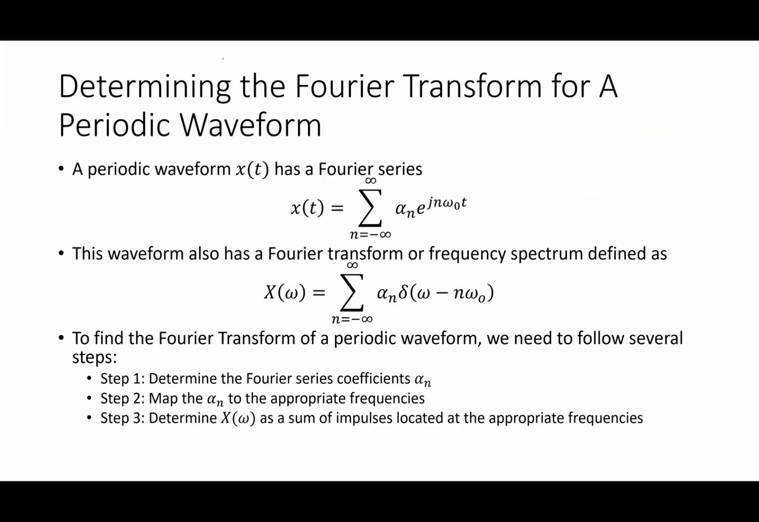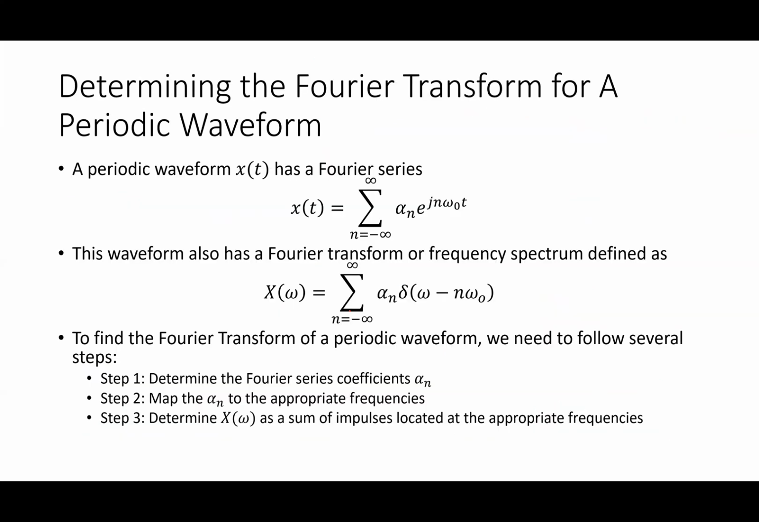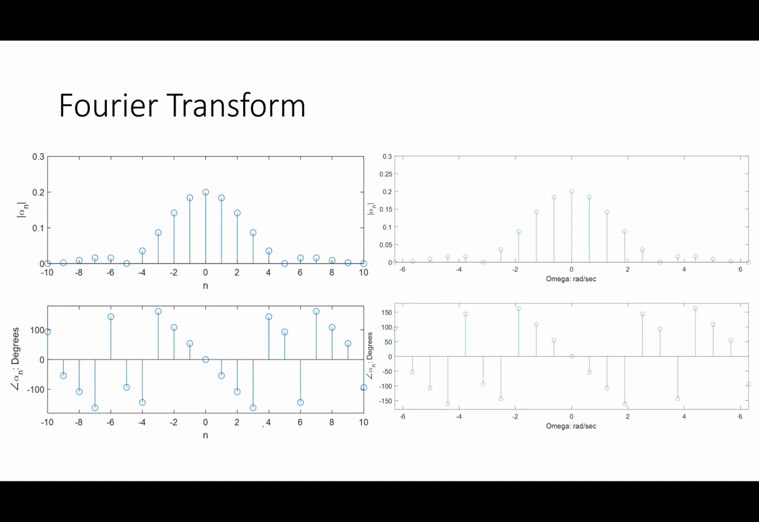That's the idea. So I talked about this last time, and there's 2 sub videos that I uploaded from last Thursday's lecture that go through what I call a simpler example like this one, and then one that's based on a more general periodic waveform. And the steps, basically, you got to get the Fourier series coefficients, you got to get them to the right frequencies, and then you got to determine x of omega as a set of impulses at the right spots. So I did this here.